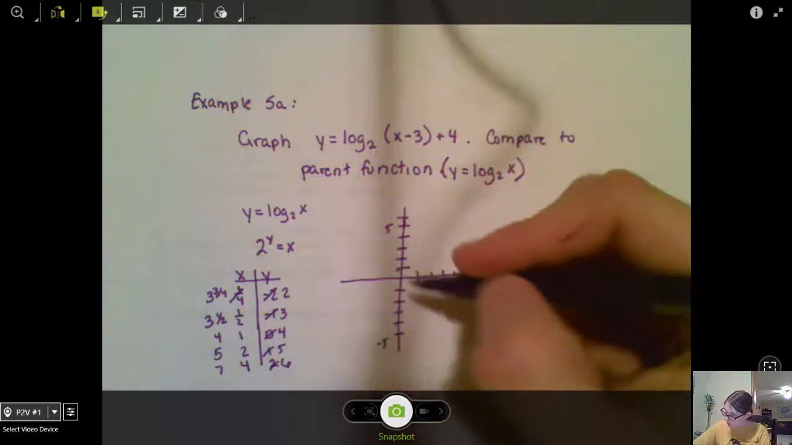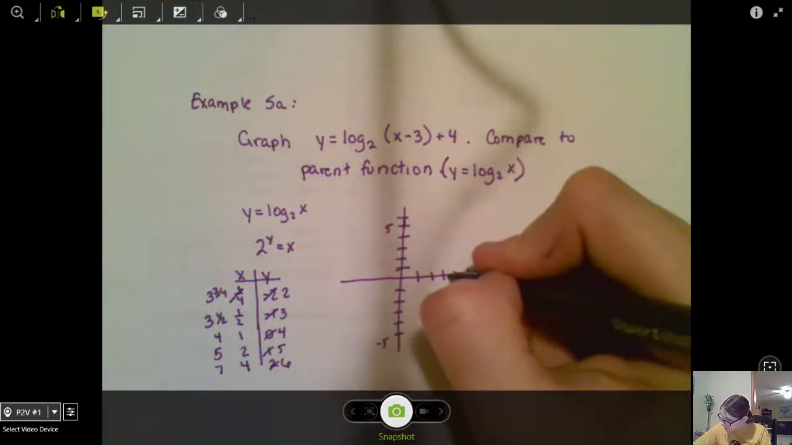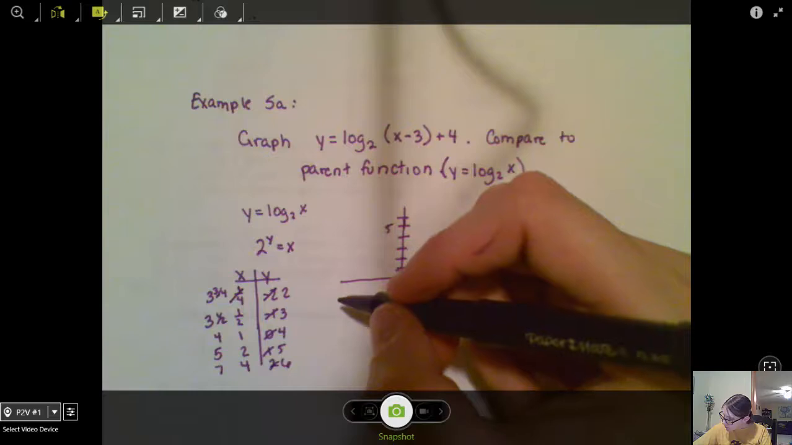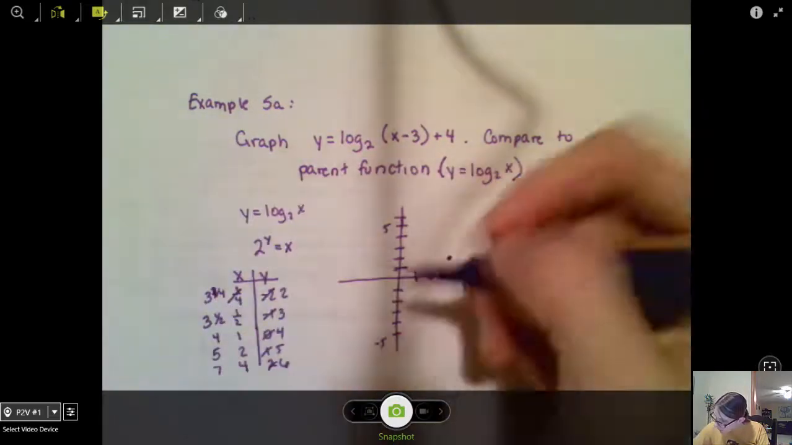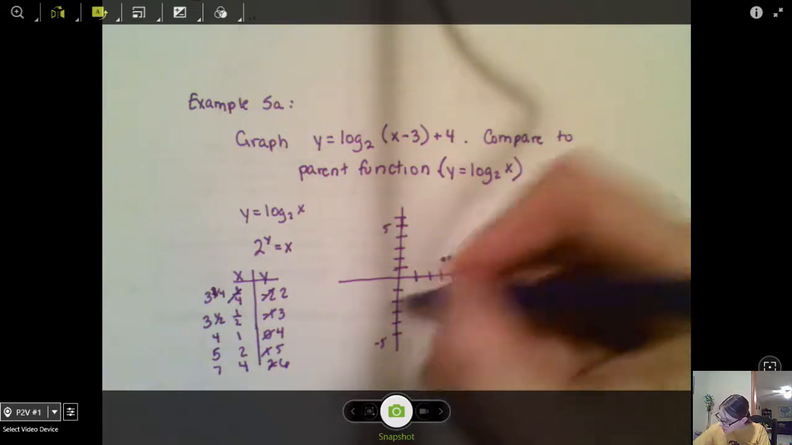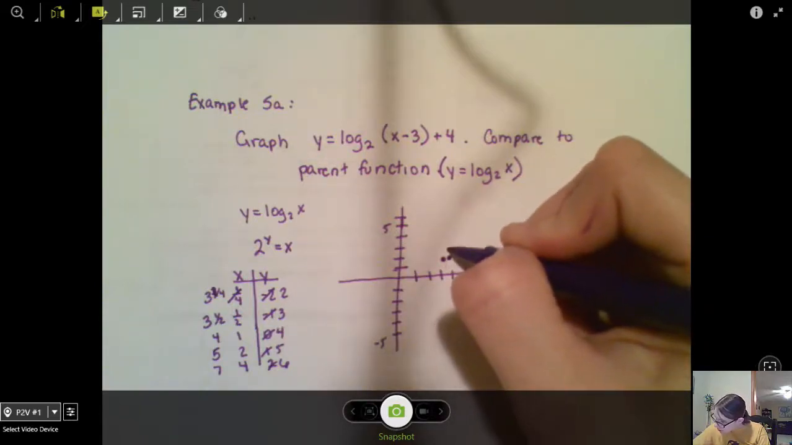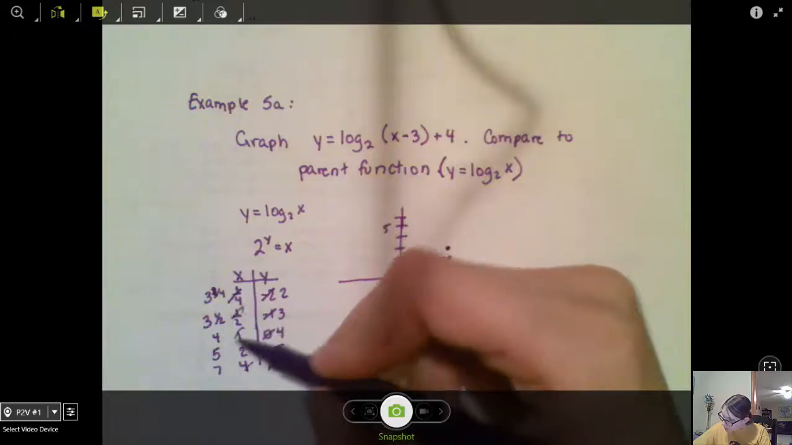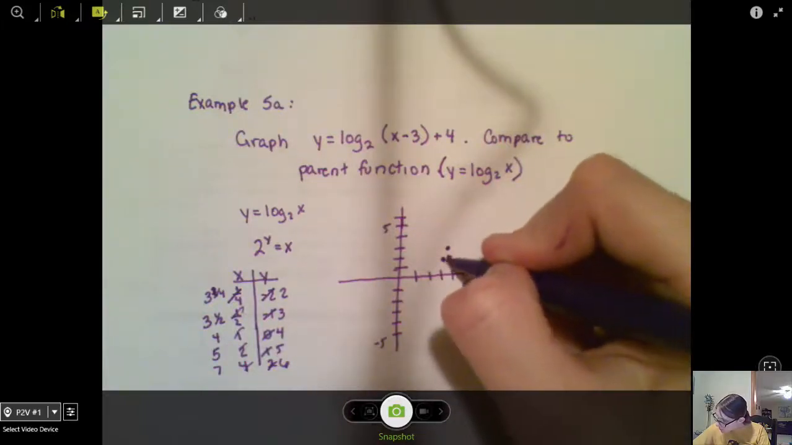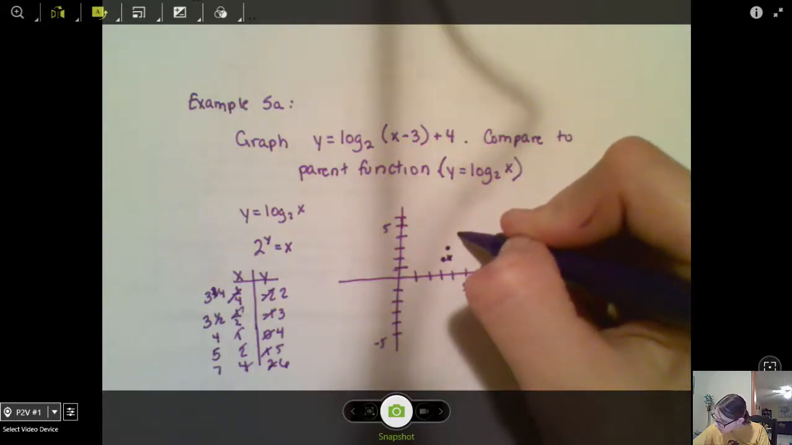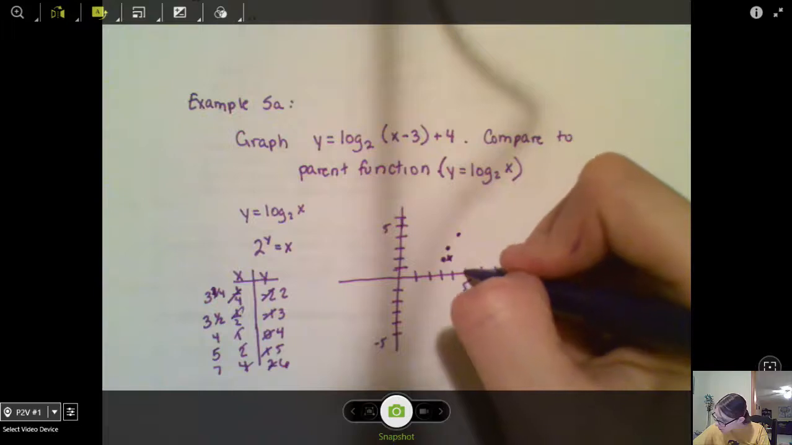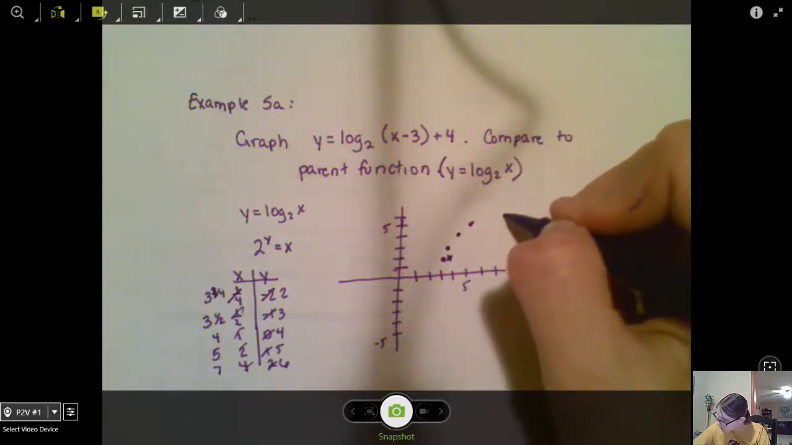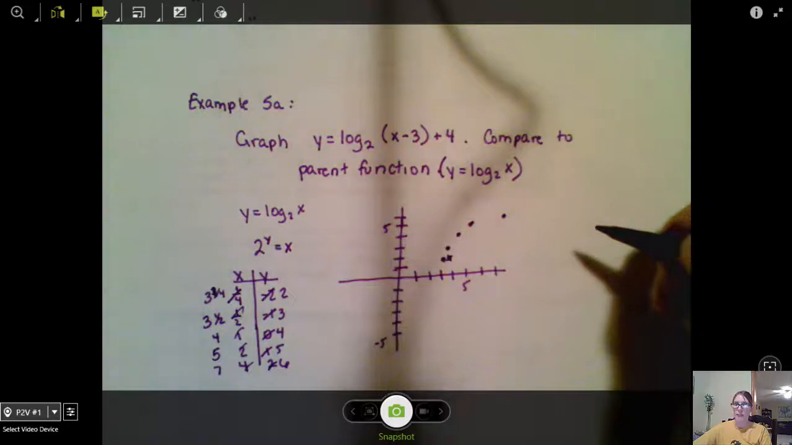Okay, 3 1/4, 2. Sorry. 3 1/4, 2. 3 1/2, 3. 4, 4. 5, 5. 7, 6. And think about here where our asymptote's going to be.